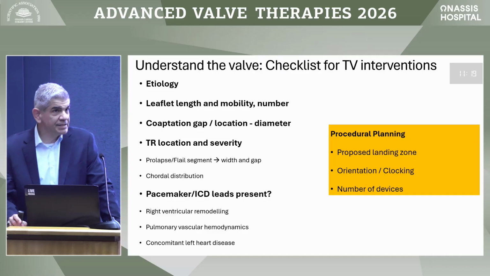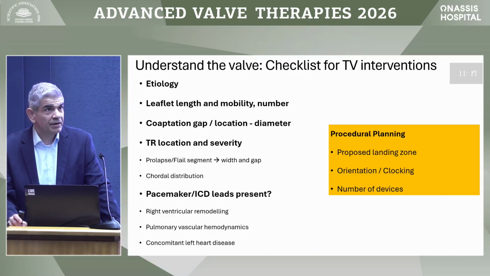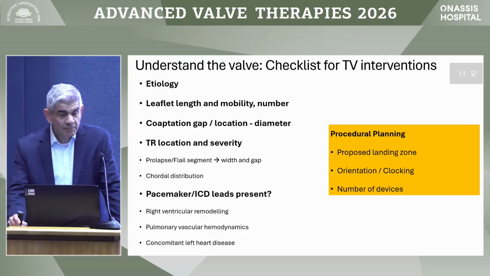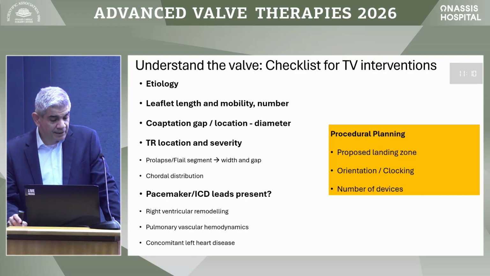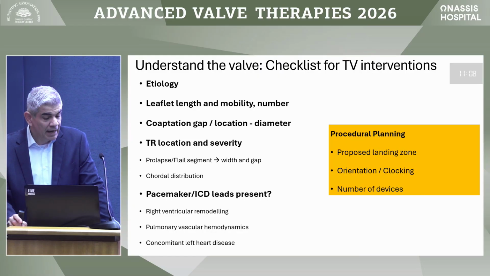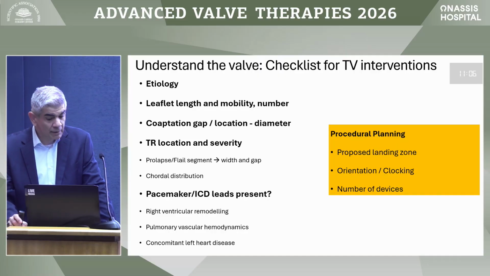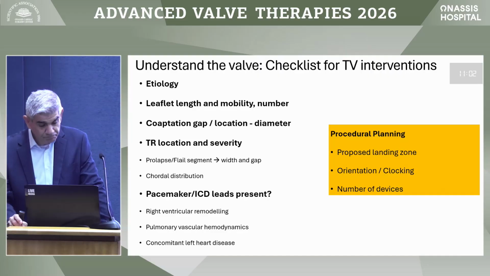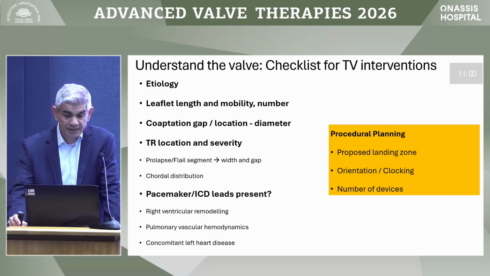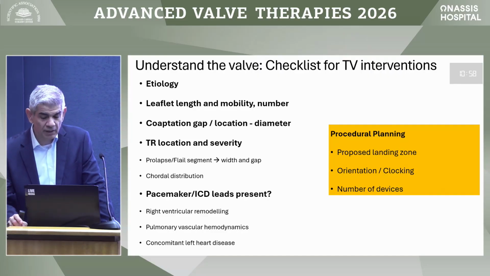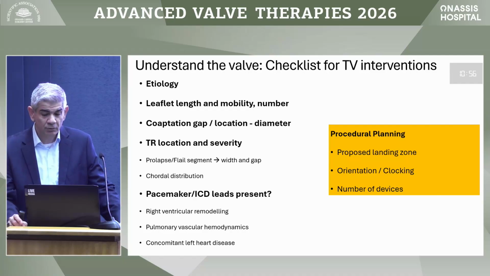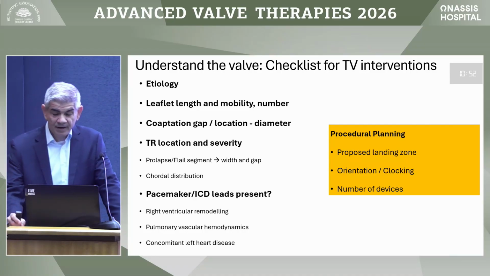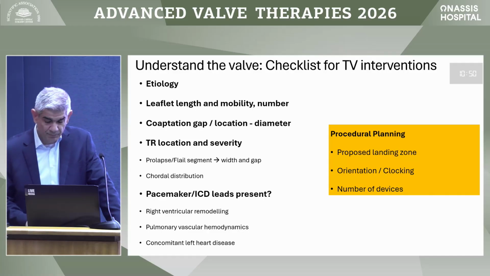So it's very important to understand these specifics when we are engaging a patient for tricuspid intervention, especially for edge-to-edge repair: to understand the leaflet length and mobility, the number of the leaflets, whether there are significant coaptation gaps, the location of the regurgitant jets, whether there are any pacemaker leads, and with all of this information to devise a plan of how to proceed, what would be our landing zone, the orientation of the device, and the number of the devices that we may need to implant.